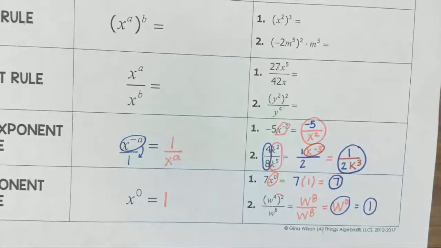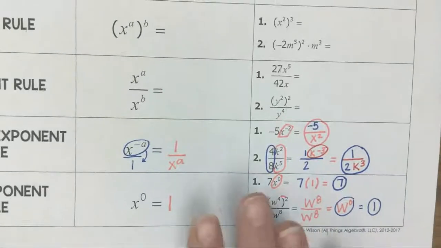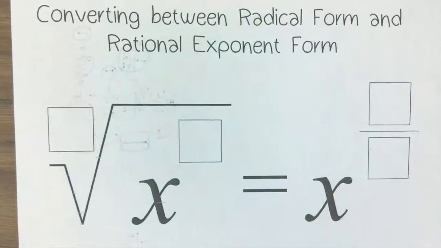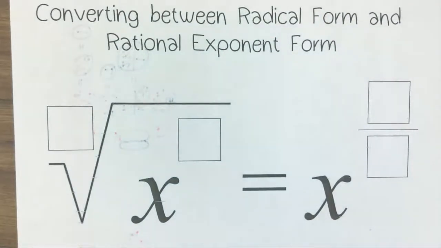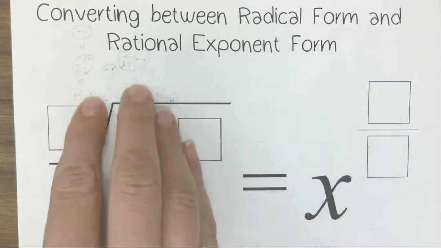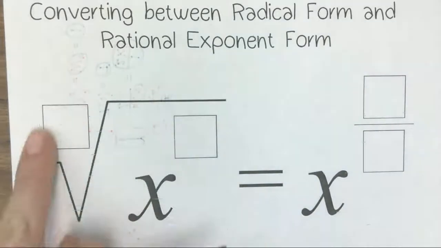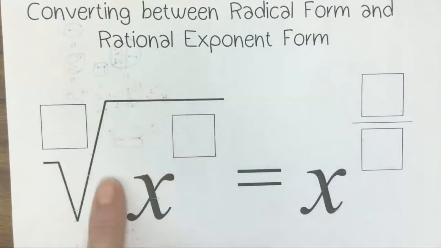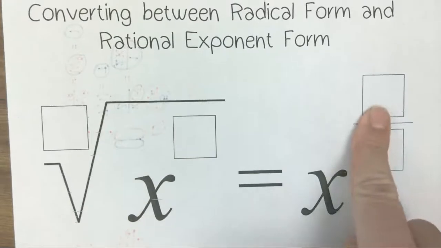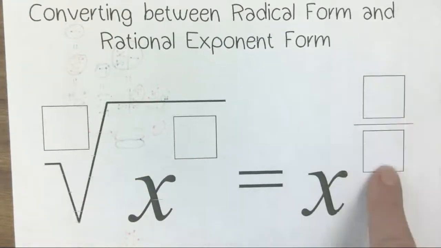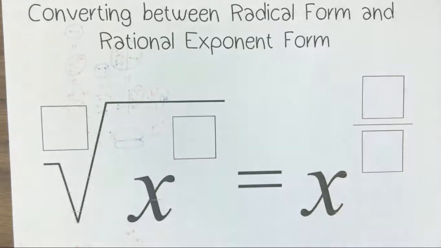Now I said we were going to do 3 of them. The other rule that we're going to do is we're going to switch from radical form to rational exponent form. So radical form, okay, this is a radical. So this one is radical form, and this would be rational exponent form. Sometimes you're going to get questions that look like the radical form, and you have to figure out the rational exponent form. Other times you'll get the rational exponent form, and you have to figure out the radical form. So I'm going to teach you a way to hopefully remember and distinguish between the two.